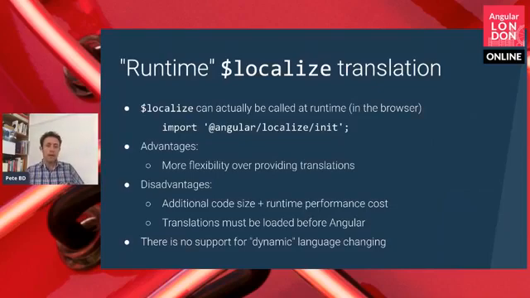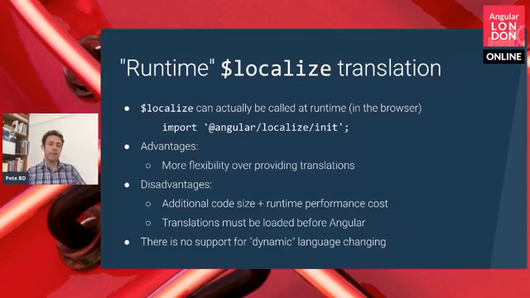Okay, cool. So I spoke earlier about the fact that we use $localize primarily as a tag so that we can do compile time localization. But actually, it is a function, and we do provide an implementation of this function. So it is feasible to actually do the translation at runtime. And by runtime, I mean translating the original messages into their translated form in the browser.